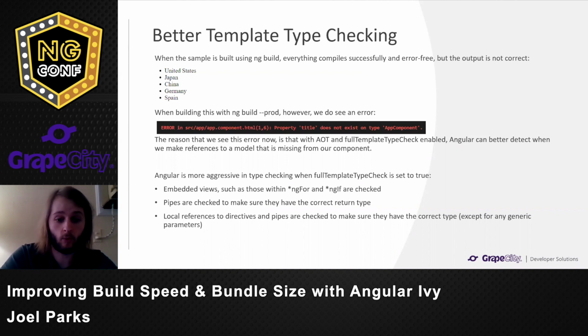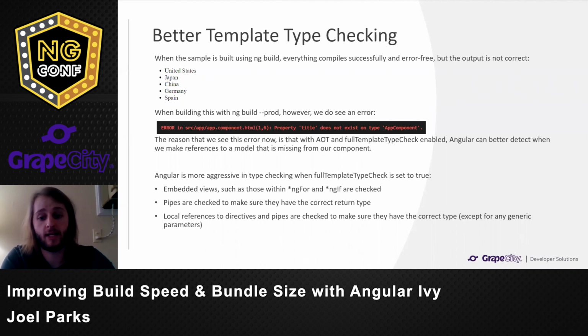Now, we run into an issue when trying to build this application while using AOT, or ahead of time compilation, by running the ng build prod command. When we run this command, you'll see the following error, which you can see on screen here. With AOT enabled and with the full template type check property set to true, Angular can detect when we make references to a model that's missing from our component.